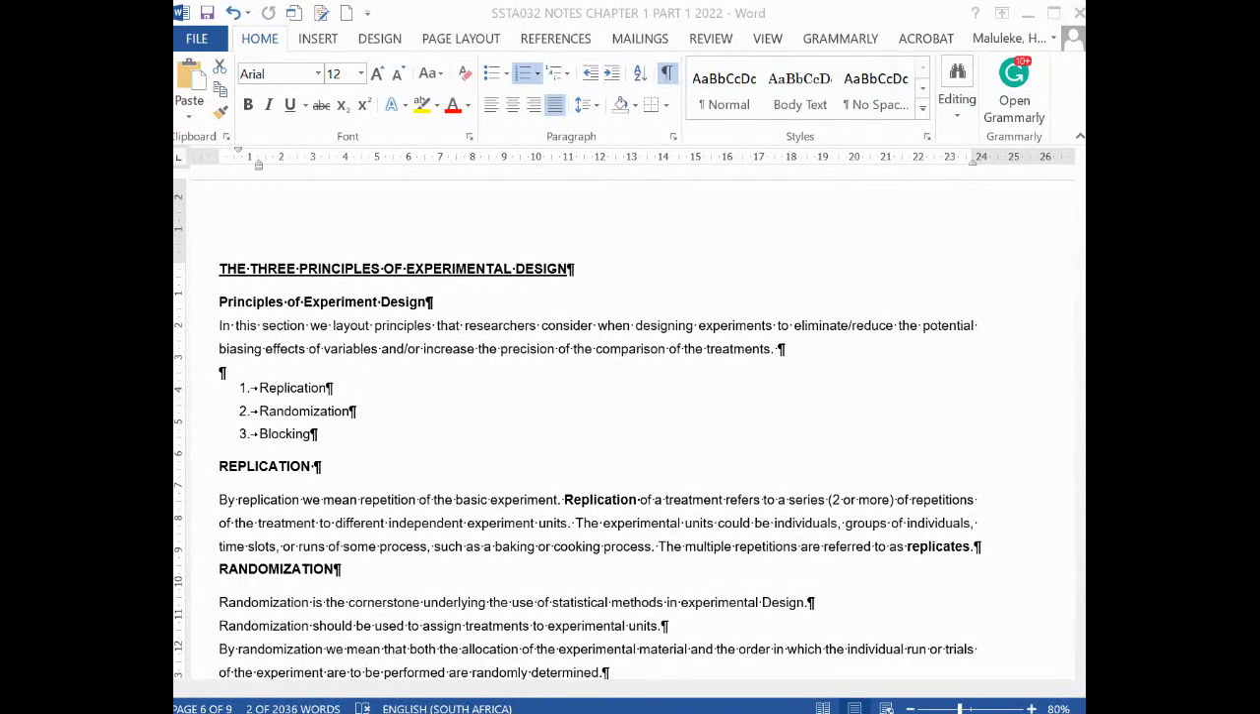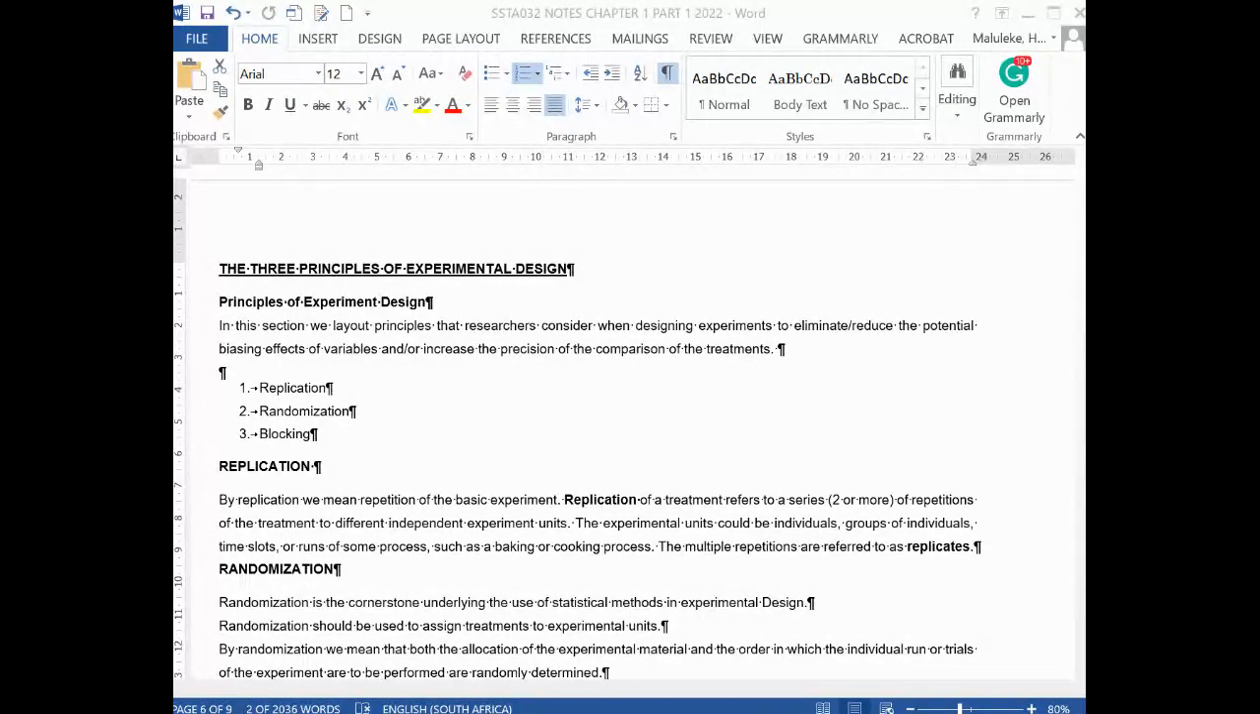Now, replication. Remember, you shuffle the first time, you assign the students to those methods. Now you repeat the process again. You repeat the process until you are done with the methods and the names. You are repeating the process; that's what we call replication. The last one now is blocking.